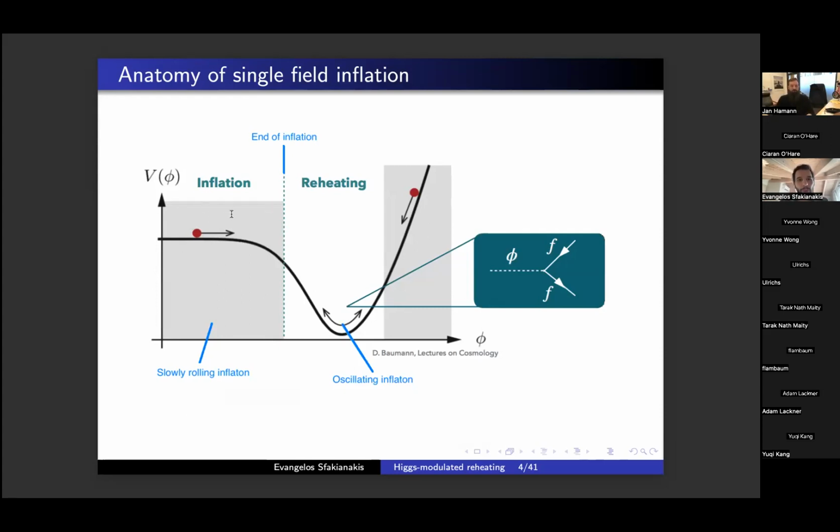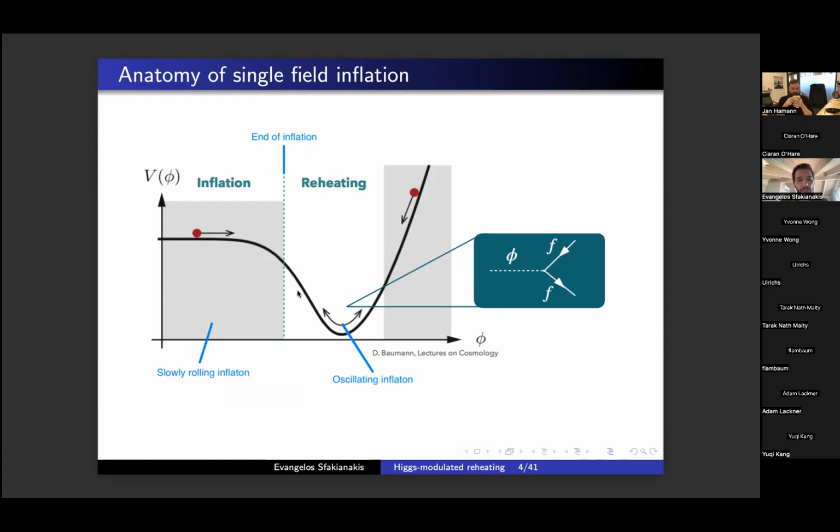So the anatomy of single field inflation has very basic components. You have some flat plateau where the inflaton is rolling during slow roll. And at some point, slow roll conditions get violated.